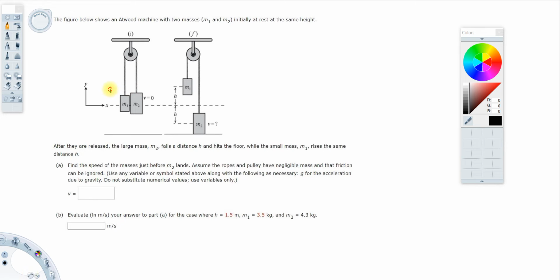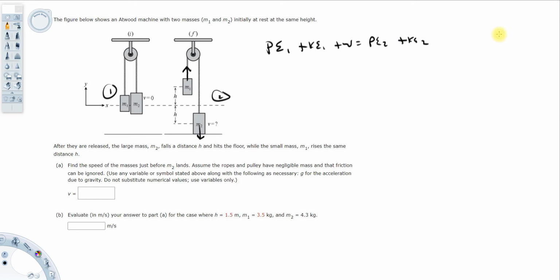So if we call this position 1 and this position 2, keeping in mind that this object's going to be moving this way, this object's going to be moving this way, and this in theory is right before this hits the floor. And we write out the work energy theorem, PE1 plus KE1 plus work equals PE2 plus KE2. And we go through it term by term.